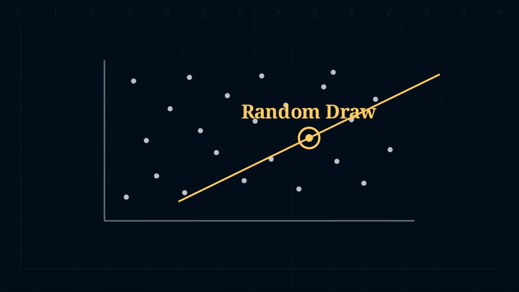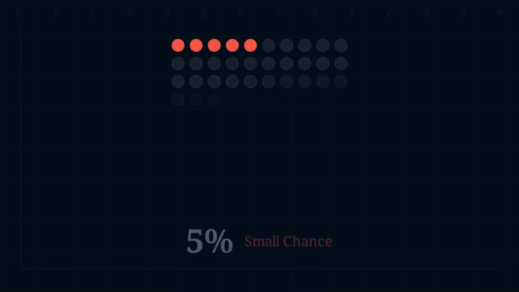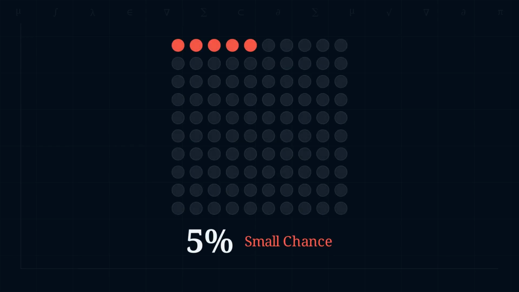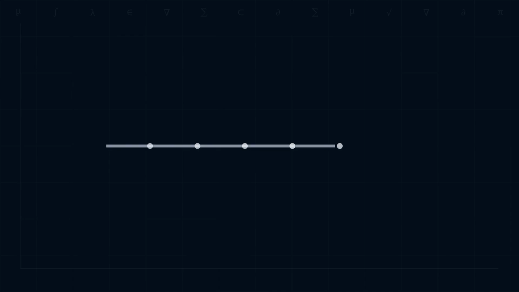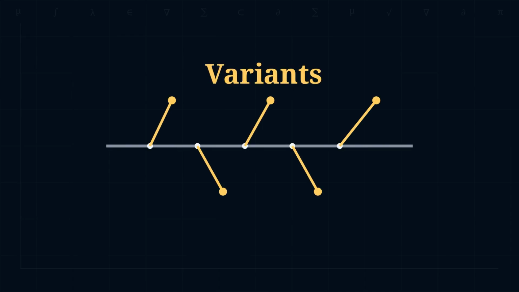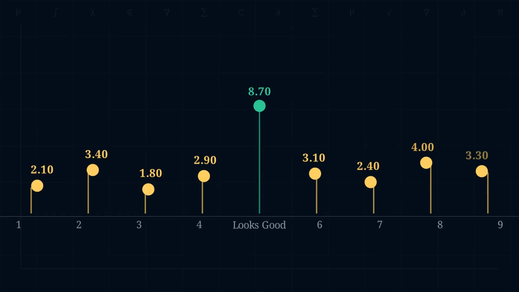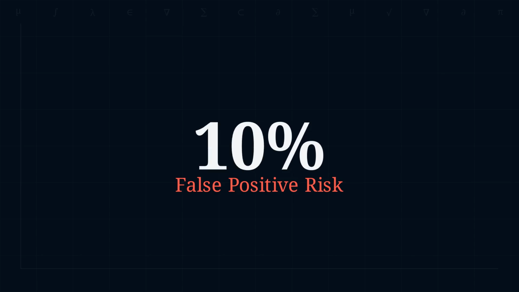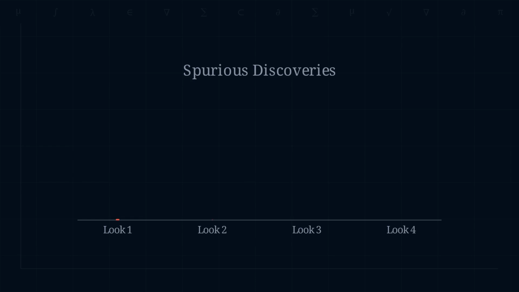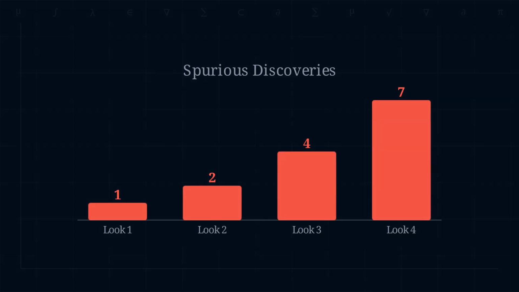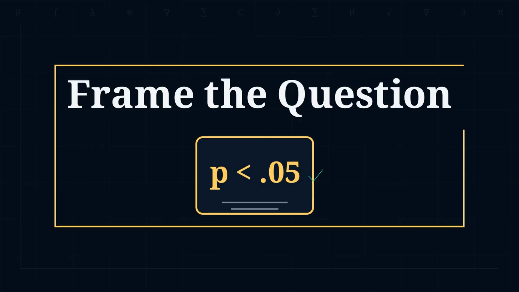There's another quiet trap. Each test has a small chance of flagging a difference, even when nothing is there. If you try variant after variant, question after question, or slice the data many ways until something looks good, you turn that small chance into a near certainty. That is why a flexible analysis without a plan yields a steady flow of spurious discoveries. The p-value assumes you framed the question and the test before you peeked at the results.